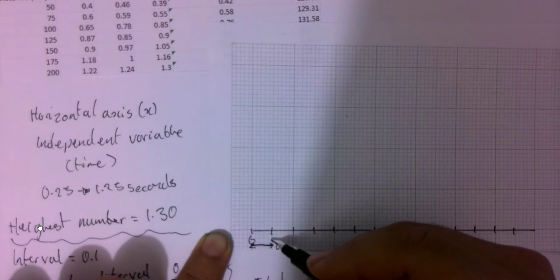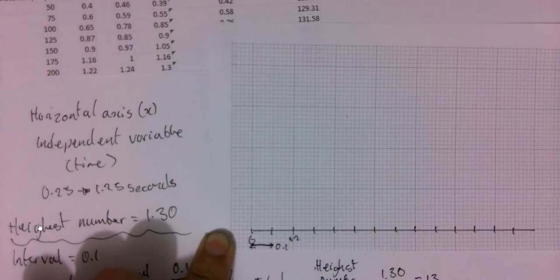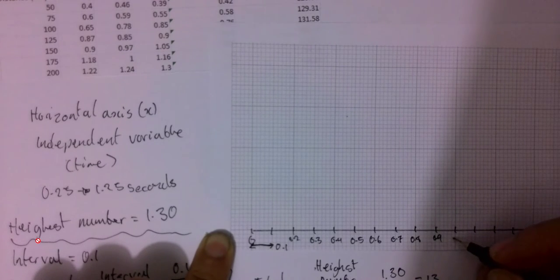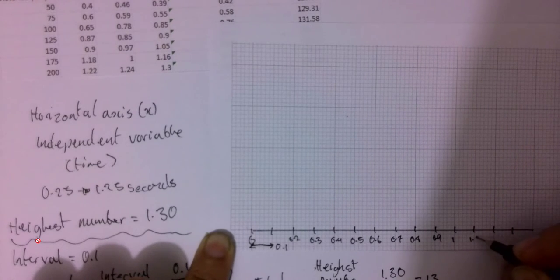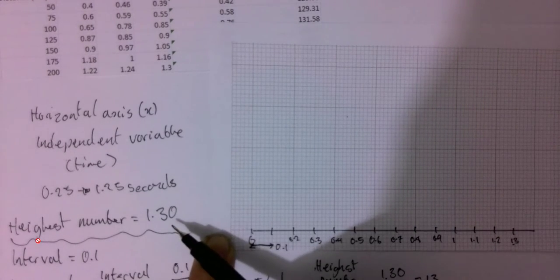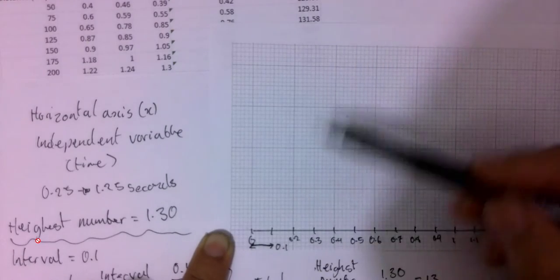So that's going to be 0.1, 0.2, 0.9, I get 1 second, 1.1, 1.2, 1.3, and that's the highest number I'm going to get. So I got my x-axis done. I've got to figure out what I'm doing with my y-axis now.